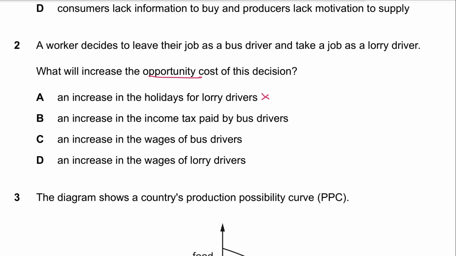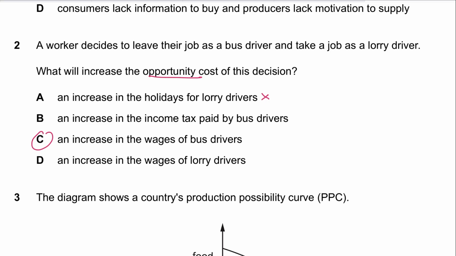So opportunity cost is the value of the next best alternative that is given up. If a worker leaves the bus driver job to become a lorry driver, then the opportunity cost is what they give up from being a bus driver. So the answer, by the way, has to be C, because if bus driver wages increase, the job they give up becomes more valuable. So the opportunity cost of becoming a lorry driver increases because you're giving up a lot of wages now, right? Because you left your job as a bus driver.